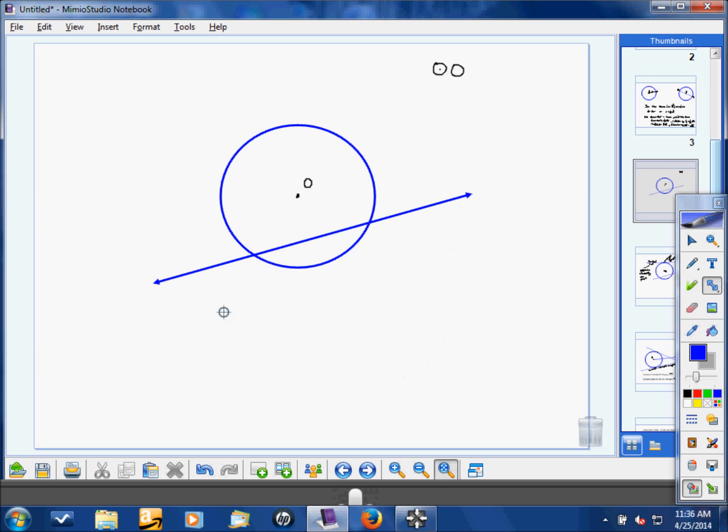All right, so this line intersects the circle at 2 points. That's very similar to what we were just talking about, a chord. Oh, but that's a segment, right? This one's different. This is a line. So if you have a line that intersects 2 points of a circle, it has a different name. It's called a secant line.